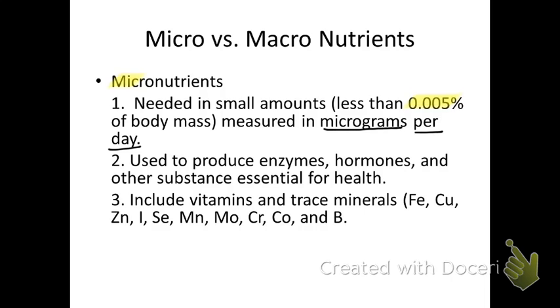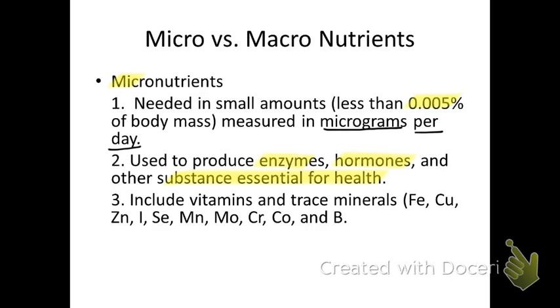Okay, what do we need micronutrients for? Well, they're helpful to produce enzymes, and remember, enzymes are biological catalysts, and hormones, which we've talked about, are messengers. They communicate between different cells, different organs, and so forth. And we need them for other substances that are essential for our health.